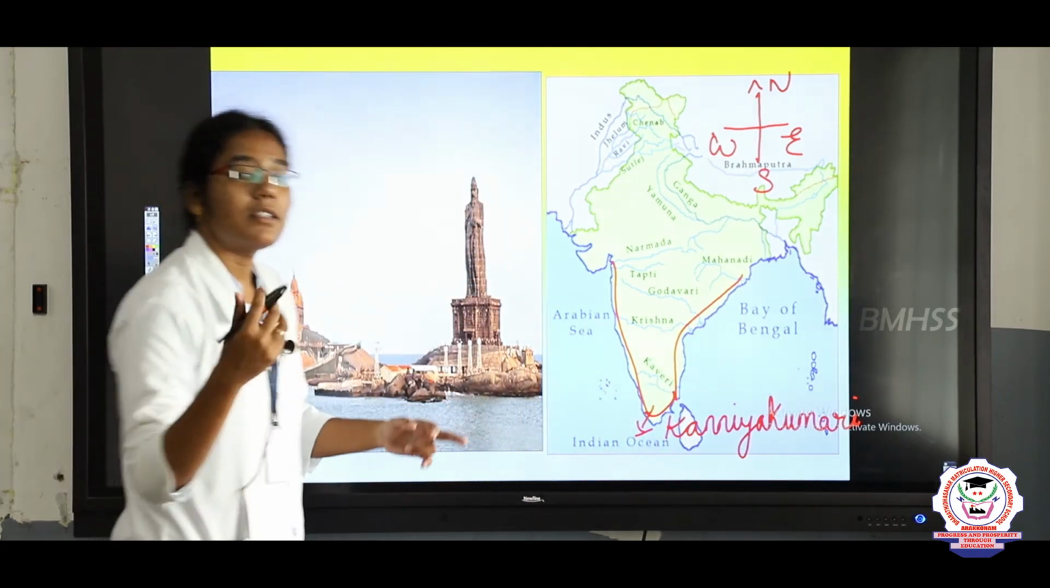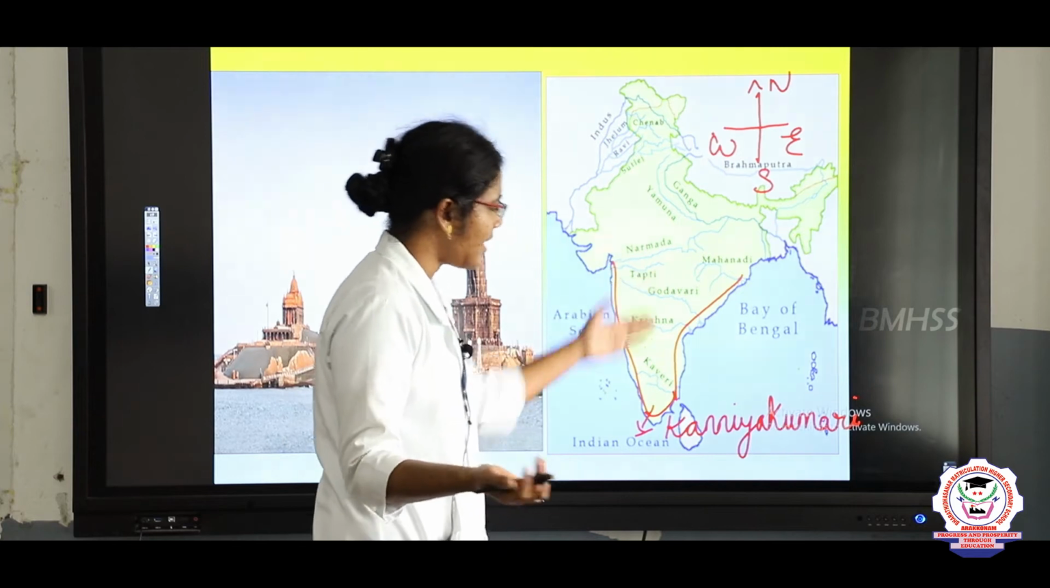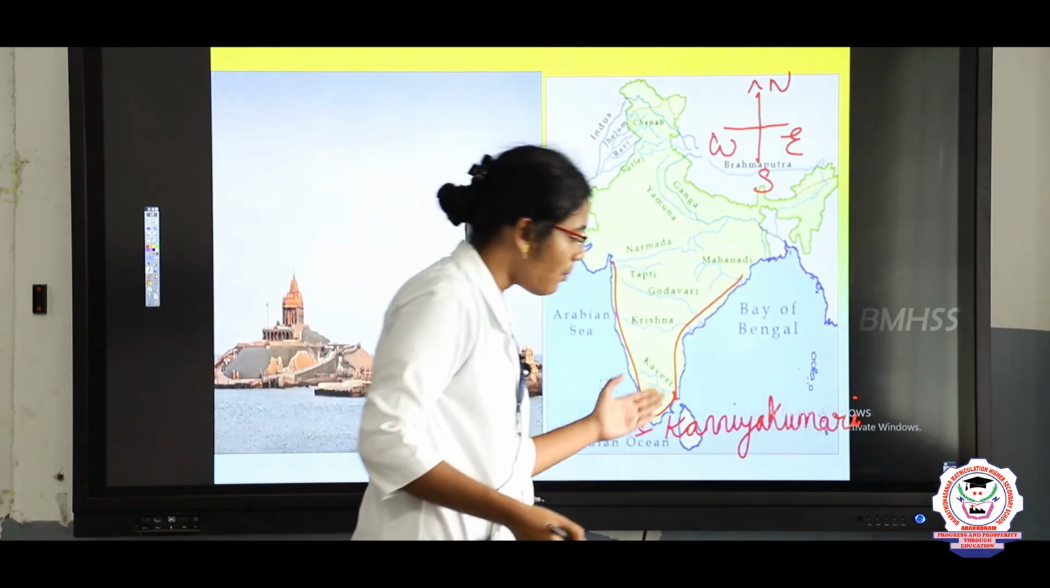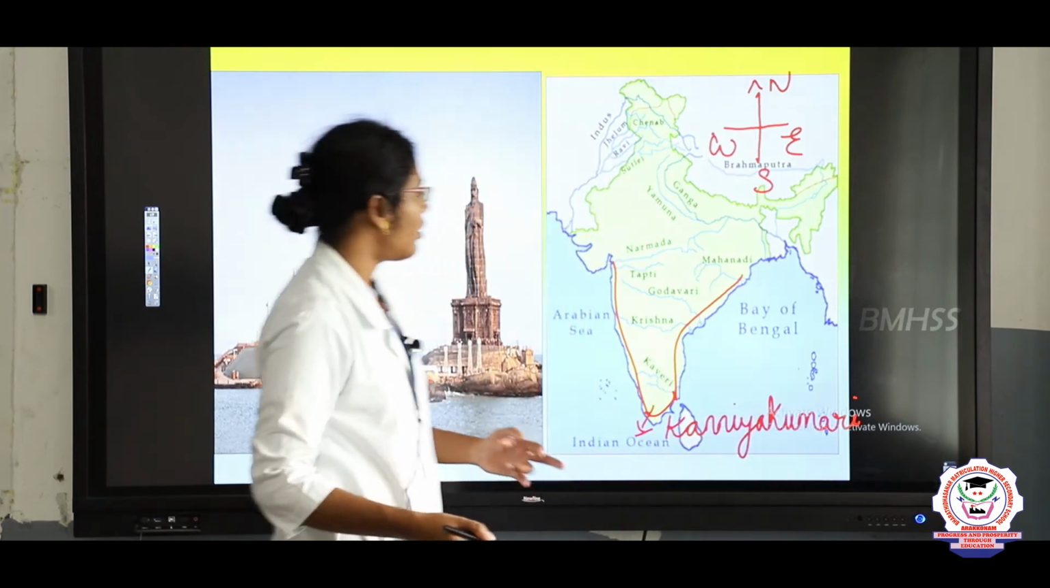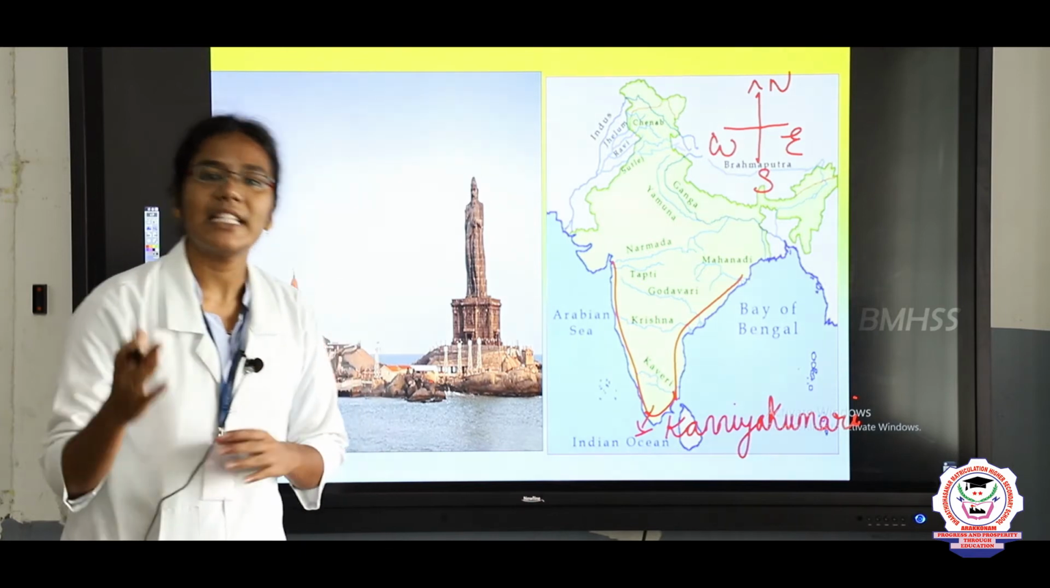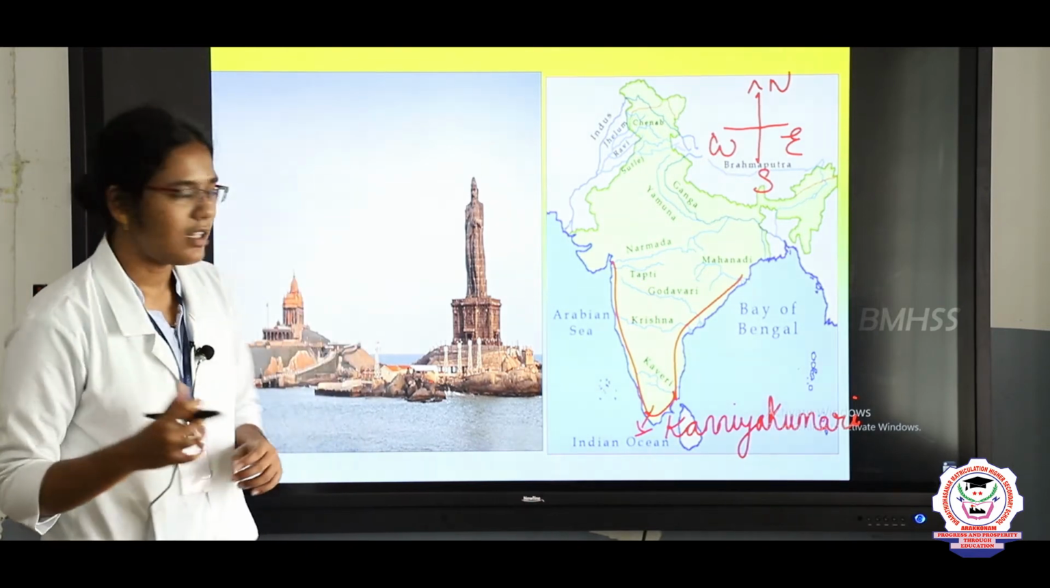The narrow stretch of plains extends from the eastern coast as well as the western coast, which meets at a point called Kanyakumari. Children, Kanyakumari is a beautiful place to see the sunset and sunrise.